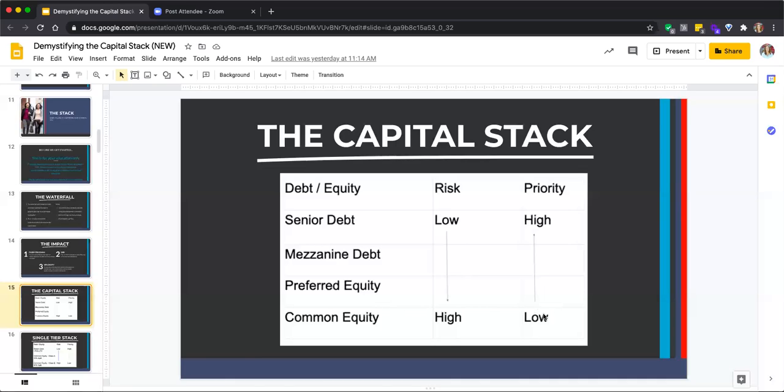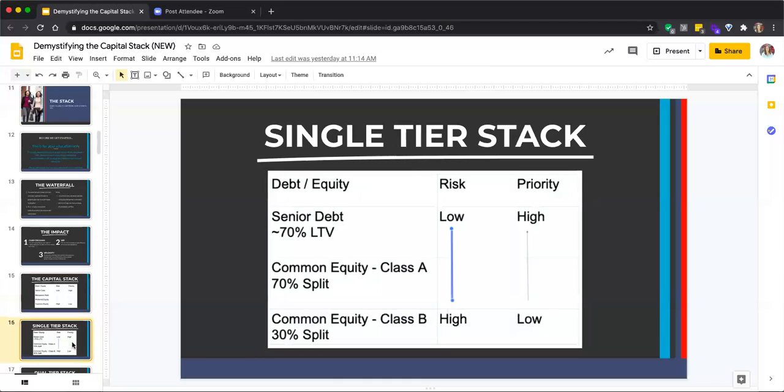Now let's look at a couple different ways that we put our deals together that constitutes what we call the waterfall. Okay, so our single tier investment stack might look like this. We'll take out a senior debt position of about 70% loan to value. Again, their risk is low and they have the highest priority of being paid back. Then the next class will be considered Class A, and the general partnership will be in Class B.